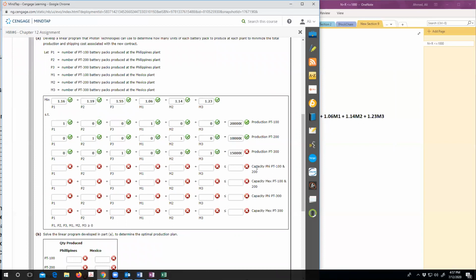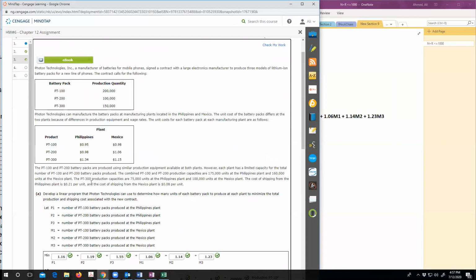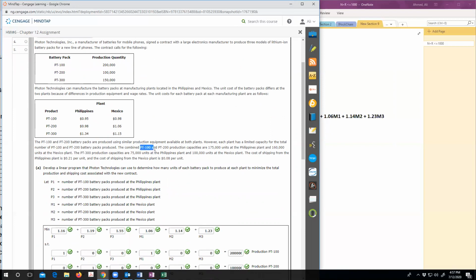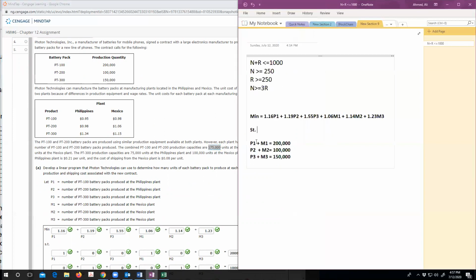Now there are a few more constraints, like how much we can make of PT 100 and PT 200. They're saying each plant has a limited capacity for the total number of PT 100 and PT 200 battery packs produced. The combined PT 100 and PT 200 production capacities are 175,000.